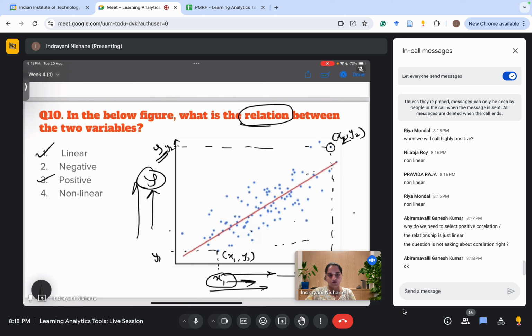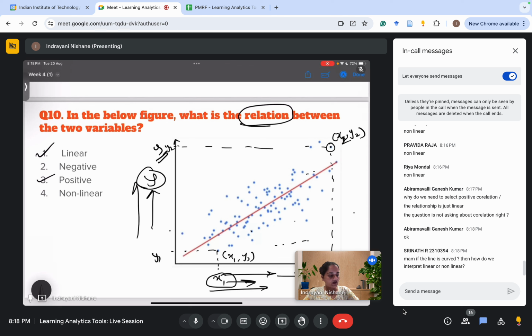So the relationship, the correlation, is the same. This could have been asked as, what is the correlation between these two variables? That would also be correct. If the line is curved, how do we input it? Then it becomes non-linear, yeah?